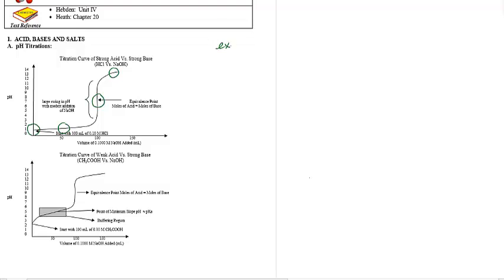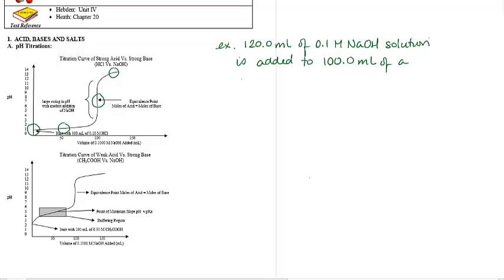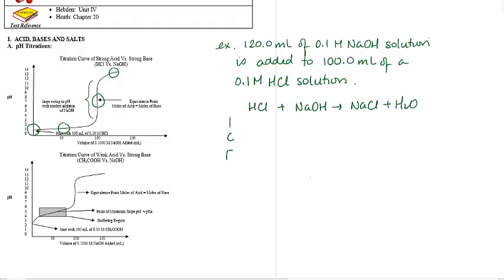The example that we will take a look at will be the addition of 120 milliliters of a 0.1 molar NaOH solution to 100.0 milliliters of a 0.1 molar HCl solution. At this point, we are going to complete our stoichiometric calculation. And again, we use our modified ICE chart.